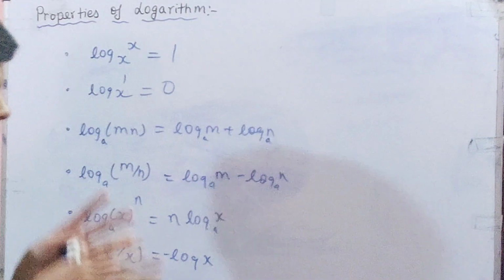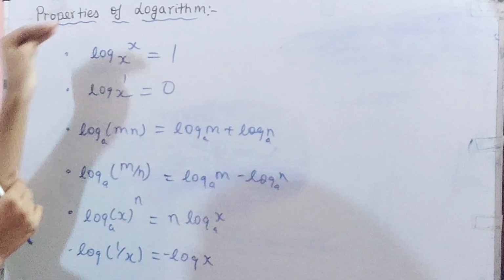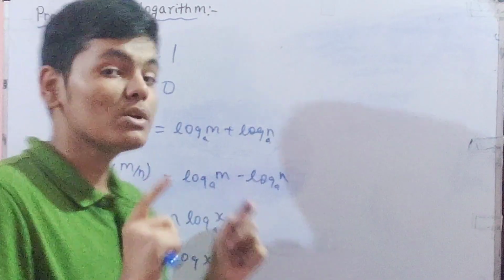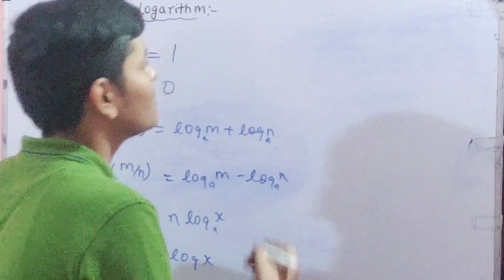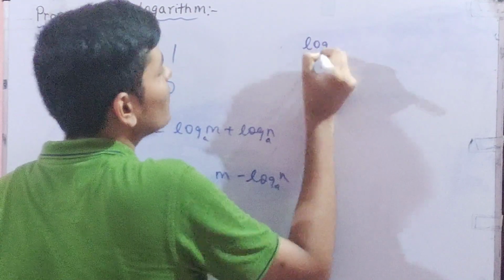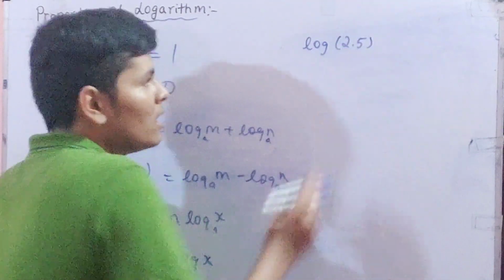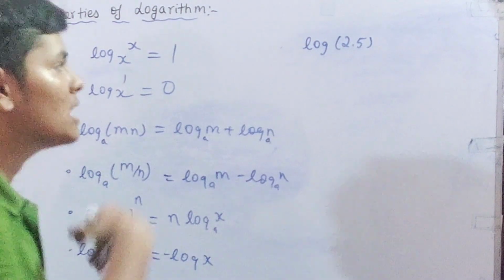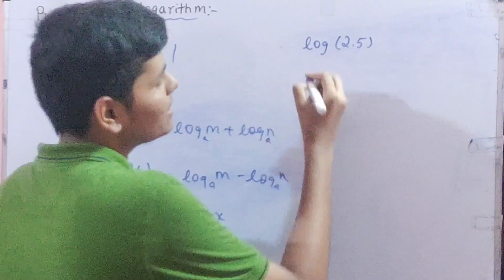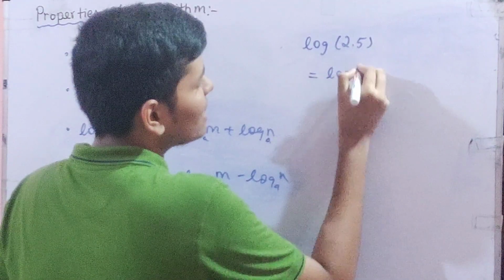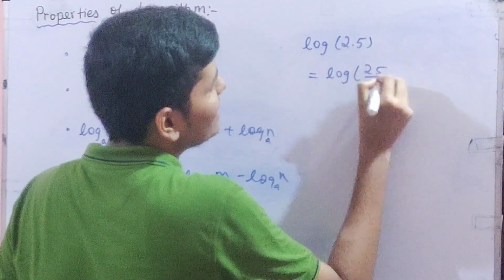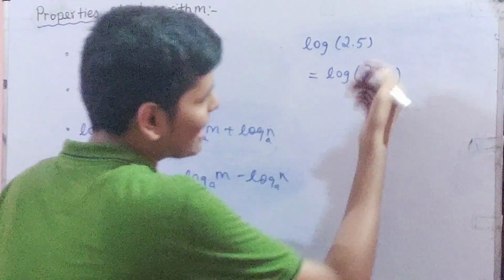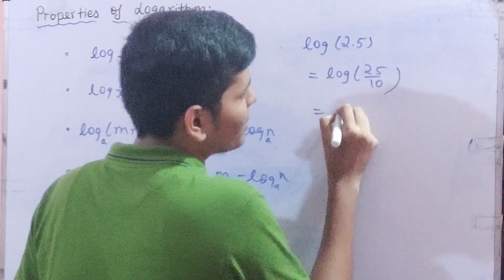Now these were the very important and the main properties of logarithm. Using this we can solve many problems. Now there is one very important, very unique question, that how will you find the logarithm of 2.5? This question can be solved using multiple methods, but the easiest method is making this in the form of 25 by 10.